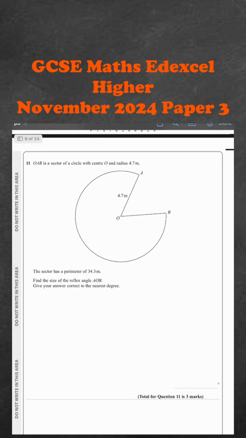Question 11. OAB is a sector of a circle with centre O and radius 4.7. The sector has a perimeter of 34.3 meters. Find the size of the reflex angle AOB. Give your answer correct to the nearest degree. So we'll start by working out 2 pi r, which is the circumference of a full circle with that radius, which is just going to be 2 times pi times 4.7, which we get as 29.53 meters. That would be the full circle.